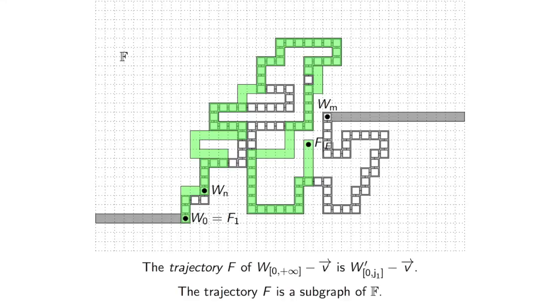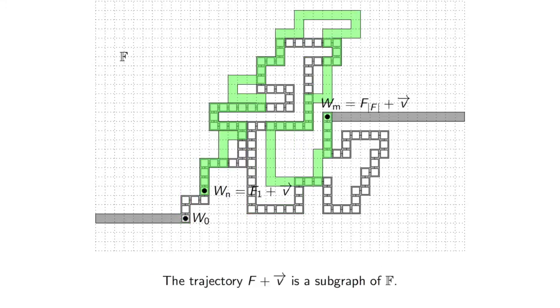Consider the window W again. By definition, the trajectory is a subgraph of the free zone. Also, this trajectory is made of parts of the blue and red paths. Thus the last hypothesis to check is that the translation of the trajectory by the vector V is a subgraph of the free zone. Consider the translation of the trajectory f by the vector v. In our example, this path is a subgraph of the free zone. We now prove this result.